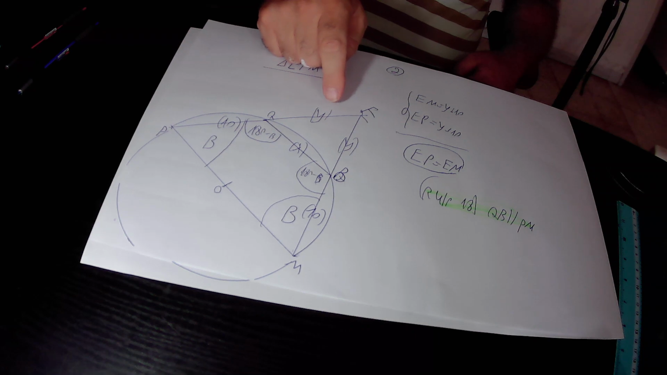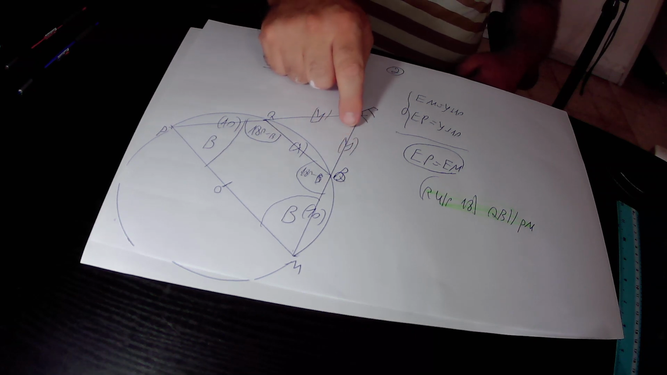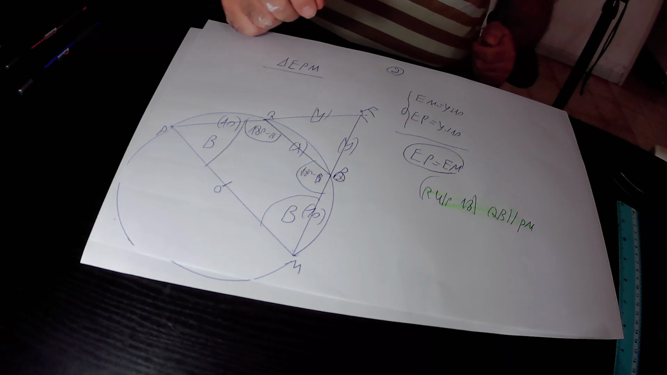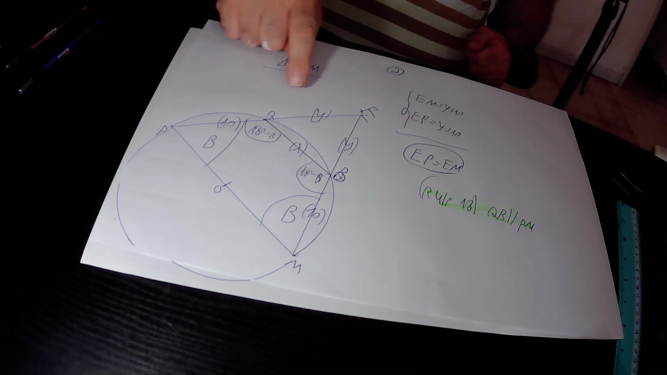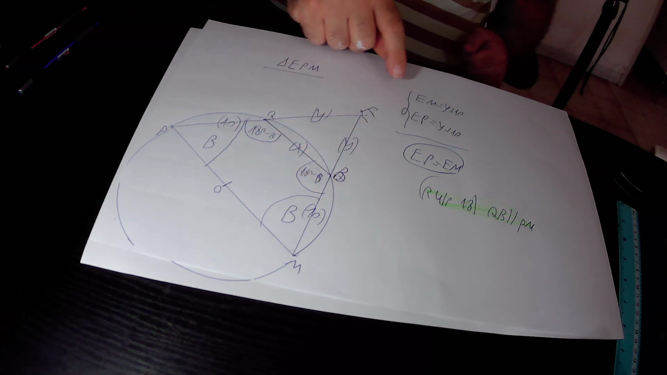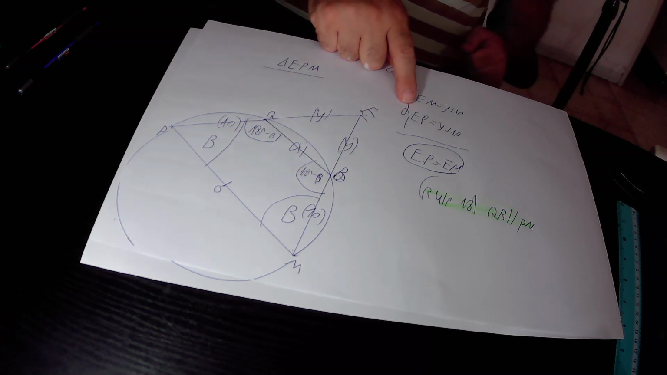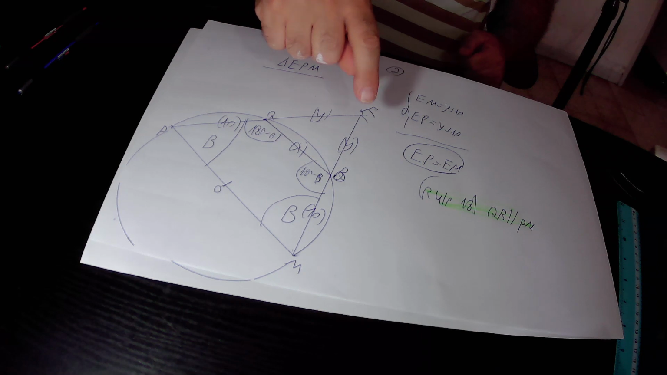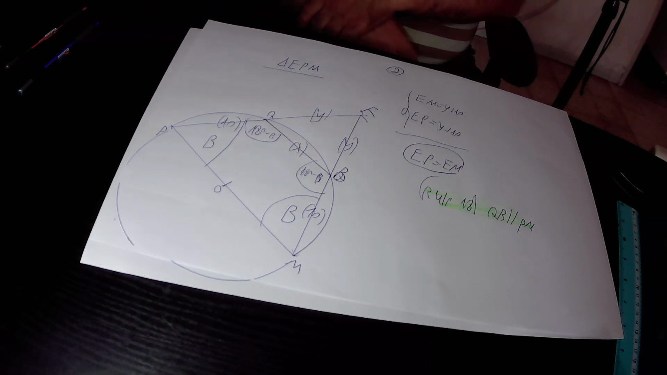So if QE is y, then BE must also be equal to y. So in total, side EP equals y plus 10 and side EM also equals y plus 10. From those two equations, we derive that EP equals EM. So in triangle EMP, side EP equals side EM, therefore it is an isosceles triangle.